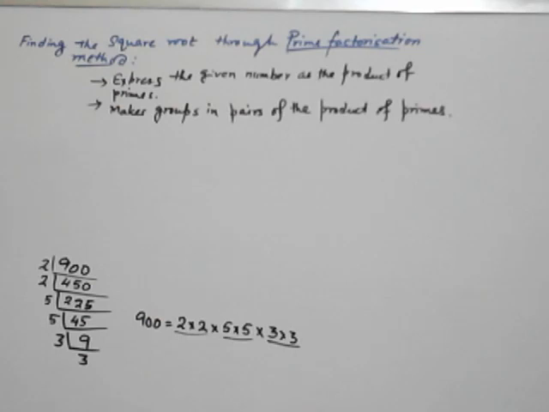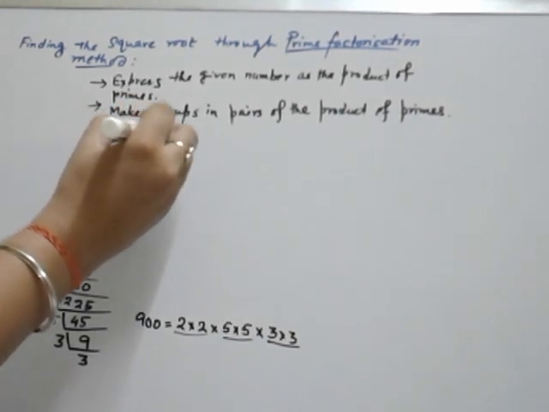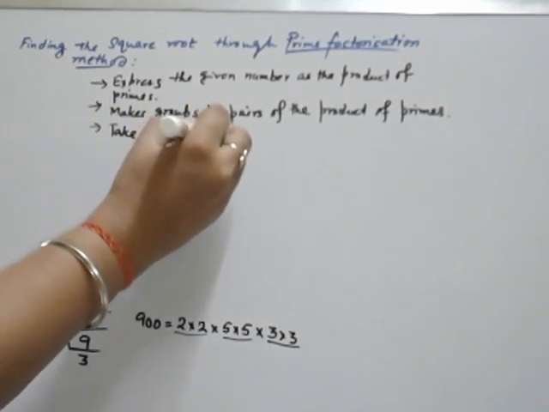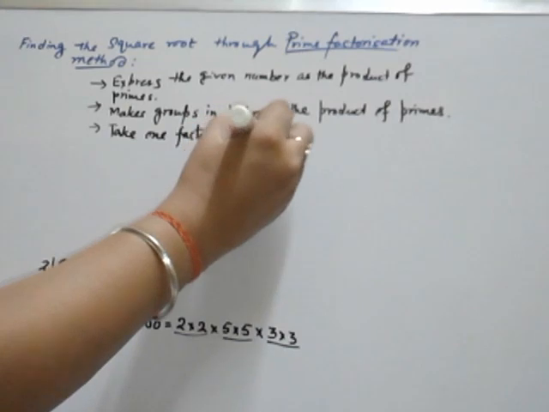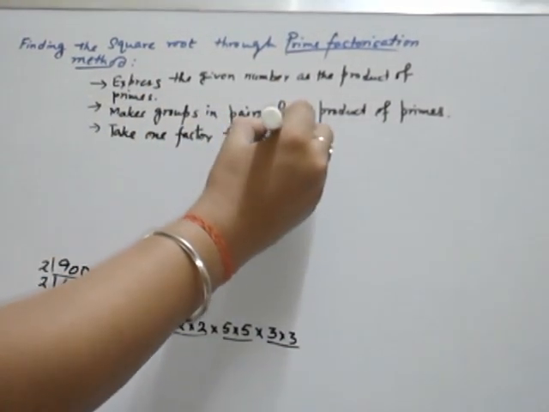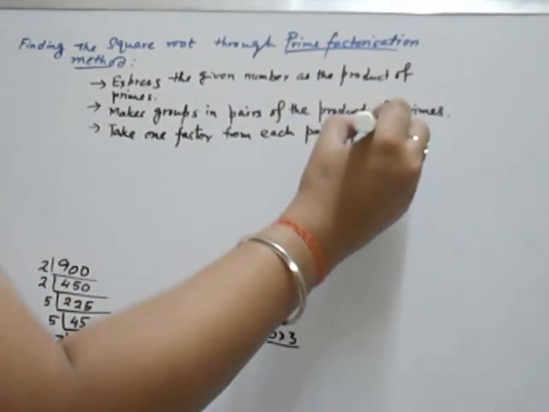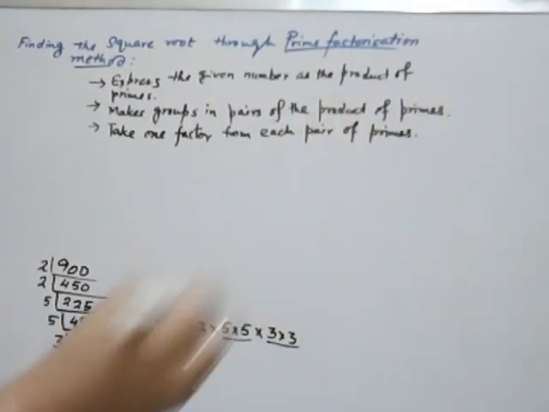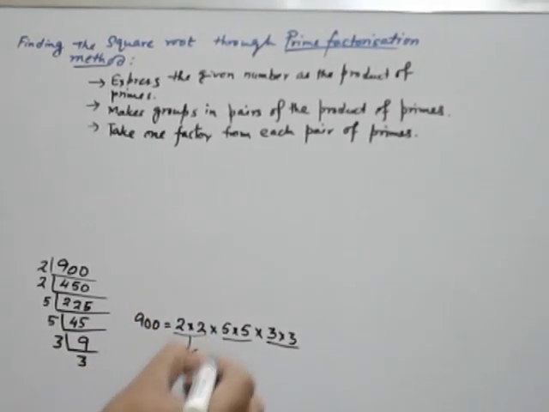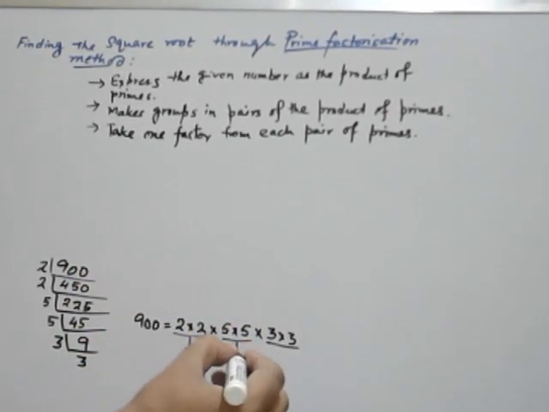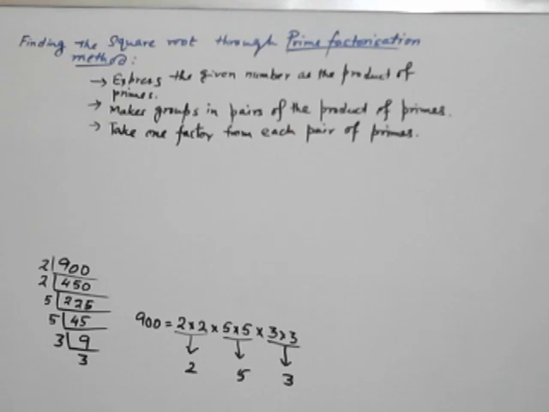Now next step, take one factor from each pair of primes. So from this pair you take one factor, that is 2. From the next pair you take 5, and from the third pair you take another number, 3.